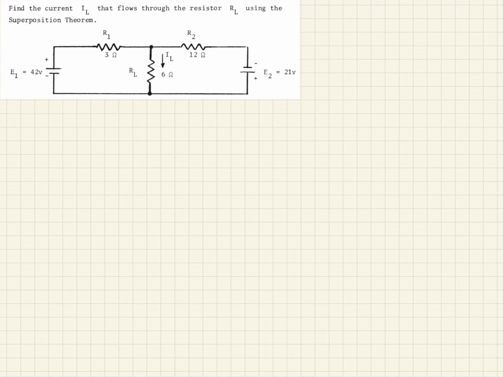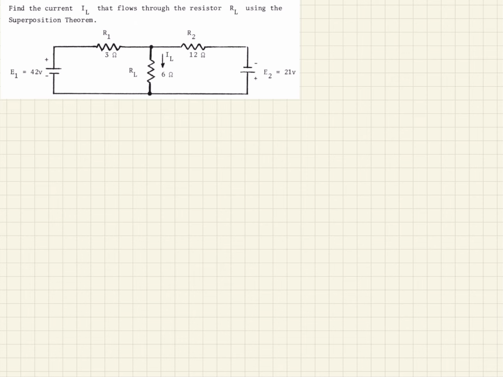So here we're given a simple circuit, 2 voltage sources, and we are asked to calculate the value of IL, which is this current here going through RL. And they ask us to do this using superposition. So let's see what that would entail.